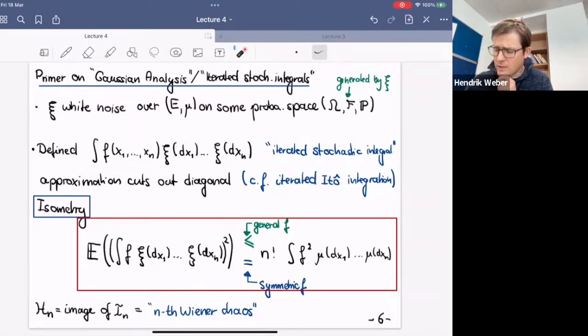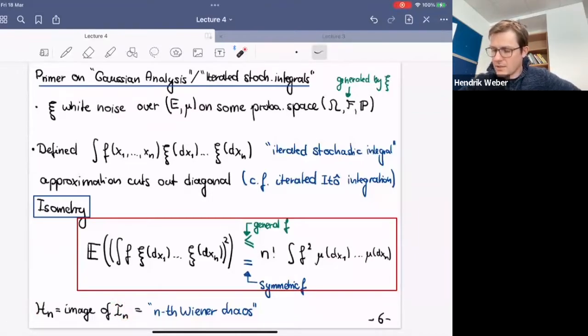And then if we do this, we have, if you want, a generalization of the Ito isometry, that you can write down the variance of such a multiple stochastic integral. The n-fold stochastic integral is bounded, for general f, but if you impose symmetry on your arguments, then this is equal, up to a combinatorial factor, to the L2 norm squared of the function f. And we call Hn the image of this n-fold integral. So this is the so-called nth Wiener chaos.